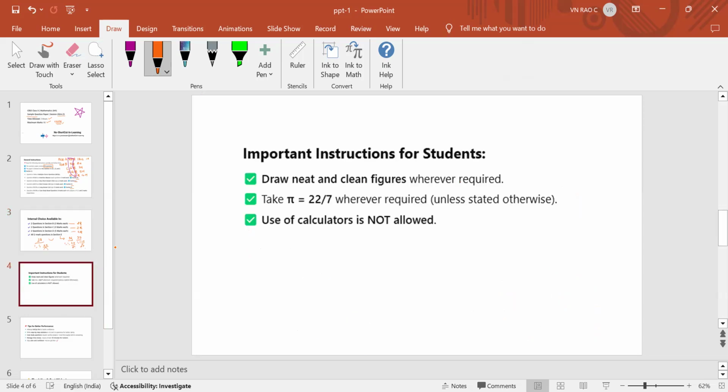Next, what are the important instructions to the students? See, in many cases, suppose say geometry, triangles, circles, straight lines, many things, you have to draw neat and clean figures because it appeals, it looks that you are well prepared. And pi value, unless otherwise it is stated, you consider it to be 22/7. That is as per the sample question paper they have given you. Use of calculators, of course, is not allowed in the exam.